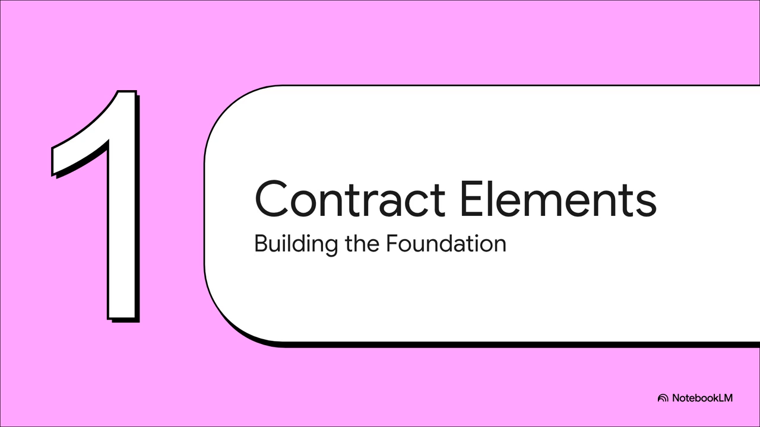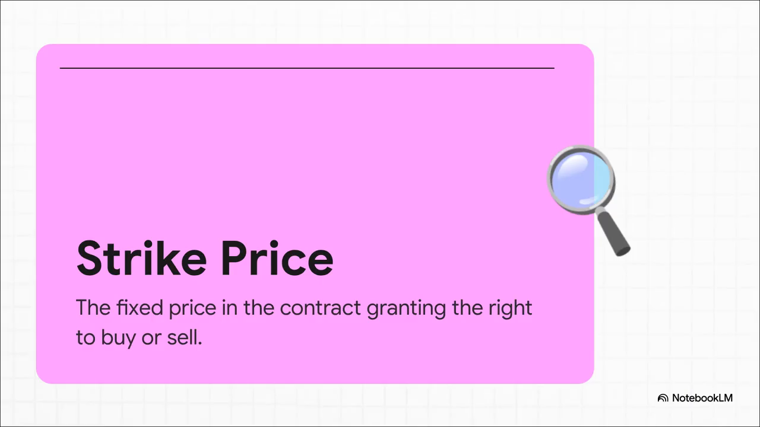Section 1. The core contract elements. Because before we can even think about trading, we absolutely have to understand the physical ground rules of the contract we're entering into. The first pillar here is the strike price. This is simply the fixed price in your contract that grants you the right to buy or sell.